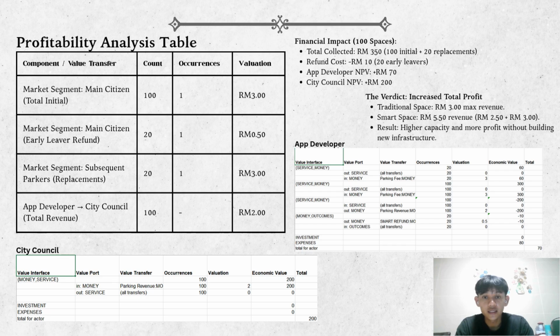Yes. In this scenario testing, one parking space at one time pass makes a maximum of 3 ringgit. But with the smart refund tweak, the first person, the early leaver, pays 3 ringgit and gets the 50 cents back, and we get to keep 2.50 ringgit. Then the new person comes in and pays the full 3 ringgit parking fee. That means our total is 5 ringgit and 50 cents from a single parking space. By this smart refund trade, we get the car to leave faster, fit more customers into the same parking spot, and make everyone more money.